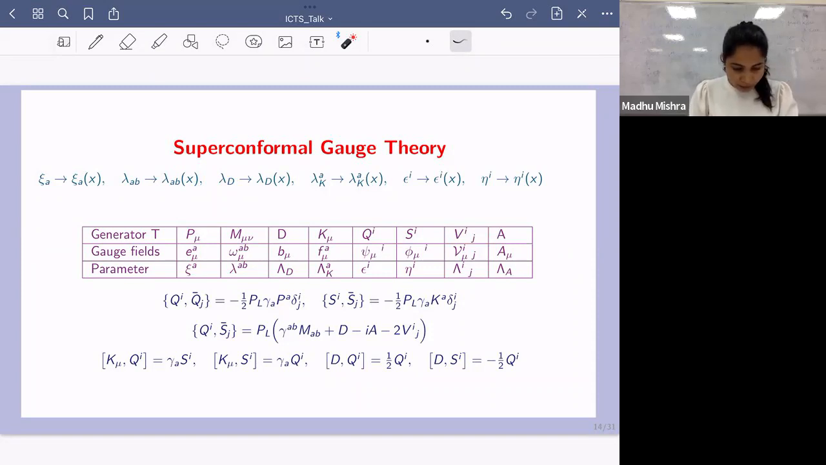So after we have the superconformal algebra, what we want is to construct a multiplet over which this superconformal algebra acts. In other words, we want to find the realization of this algebra in terms of fields. Once we have the multiplet, we can construct the action. So these are the gauge fields corresponding to all these symmetries.